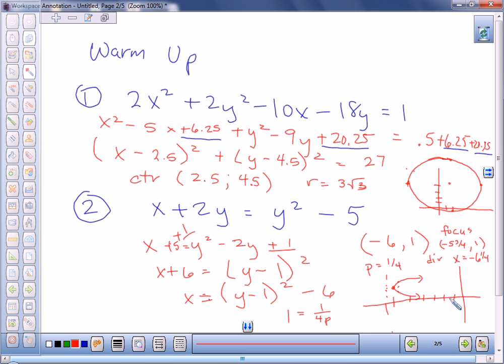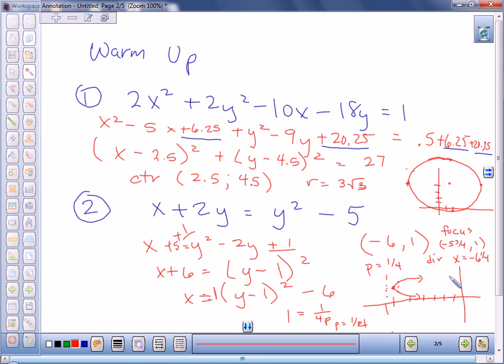So how do you get the focus again? We know that the focus is going to be whatever this coefficient is, which is 1. So it's 1 equals 1 over 4p. So when we solve, we get p equals a fourth. So the focus is going to be 1/4 inside, so I'd add 1/4 of that. And the directrix is 1/4 outside. Okay. Any other questions?